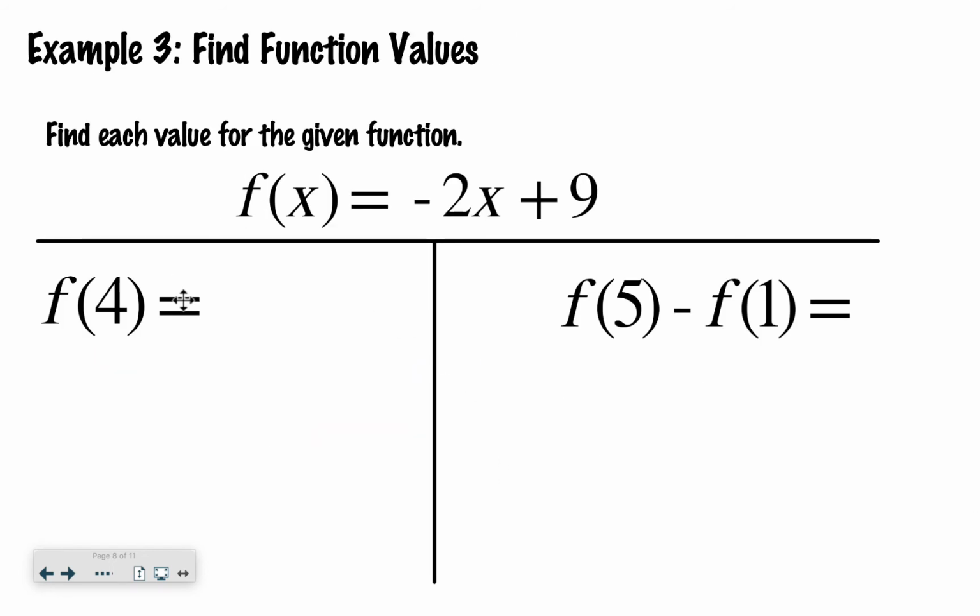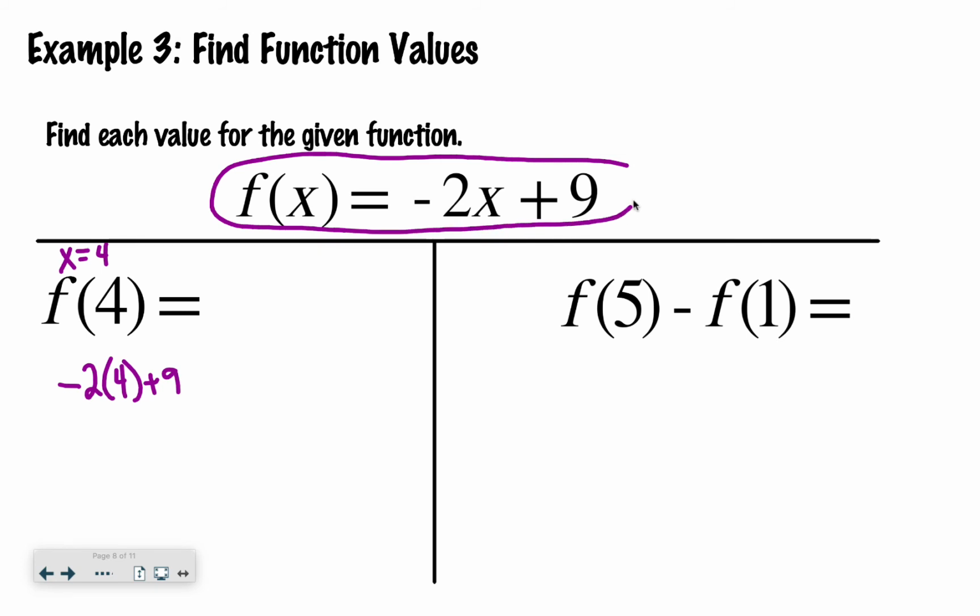All right, so if we are finding the value for the given function, instead of saying in the directions x equals 4, this is a faster way of writing it. We would just replace x with a 4. So I take my function from up here, f of x equals negative 2x plus 9. And instead of writing x, I'm going to write 4. Then negative 2 times 4 is negative 8, plus 9 is 1. So my answer would be 1.